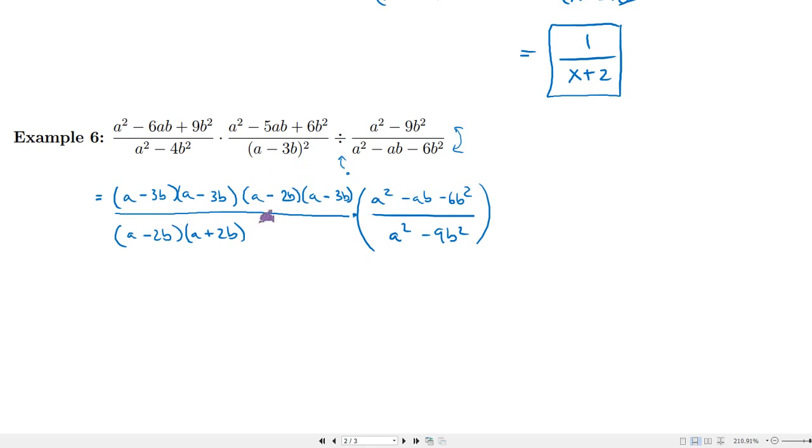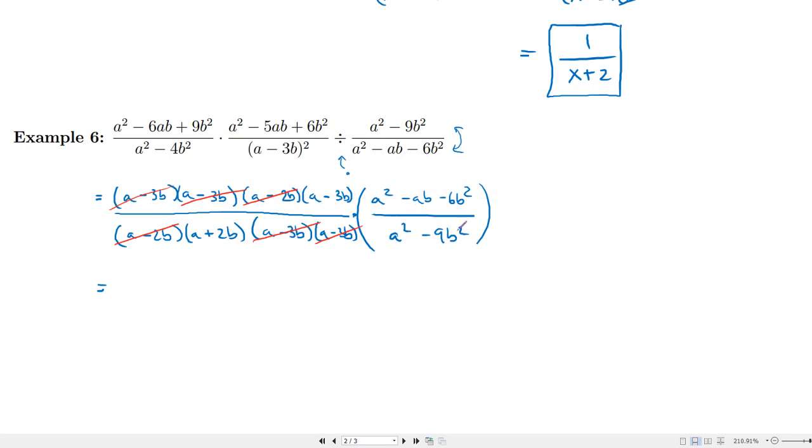This is already factored, actually, so a minus 3b, a minus 3b, that's squared. So then now we can factor what we have here. Maybe we should reduce some things while we go along first. So reducing, we can reduce a minus 3b, a minus 3b, and a minus 2b, a minus 2b. Okay, and we have these two left over.